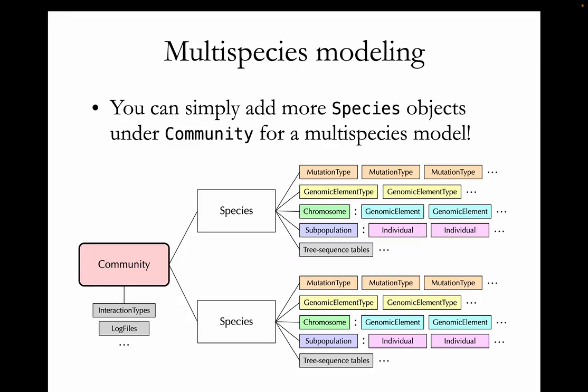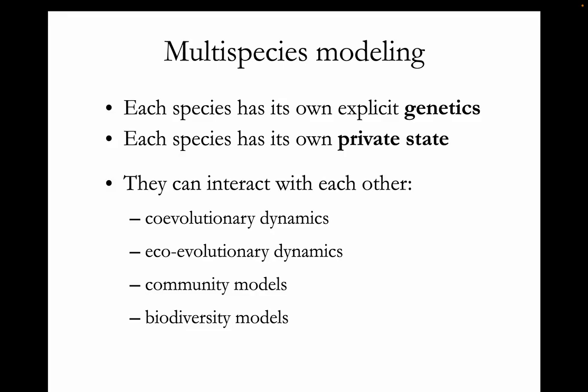This object-oriented design makes it very easy to simply add more species objects under the community object to produce a multi-species model. Each species object manages its own state, and the community object manages the simulation as a whole. So each species has its own explicit genetics and its own private state, unrelated to the other species in the model. But of course the species can also interact with each other to produce coevolutionary dynamics, ecoevolutionary dynamics, community models, and biodiversity models.